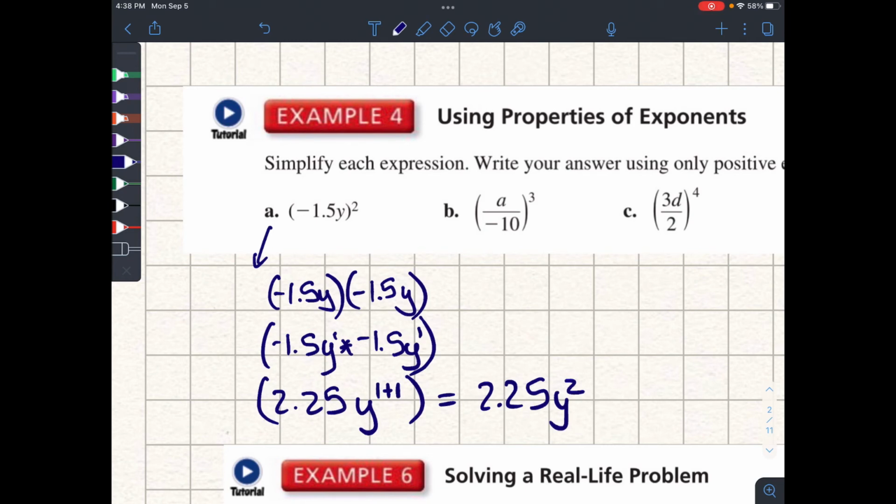All right. So this power of 2 applies to both of them. And this 3 in example B is going to apply to both of them. And this 4 is going to apply to all 3 of those. All right. I'm going to go to letter C. It's a little bit more complex. Letter B is a simpler one. Here we go.